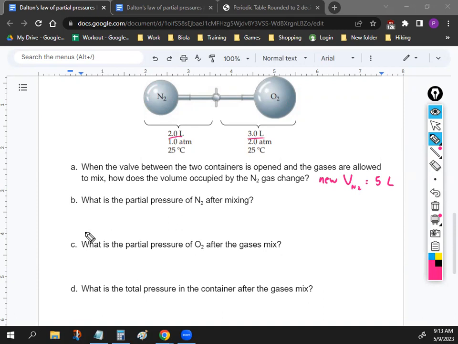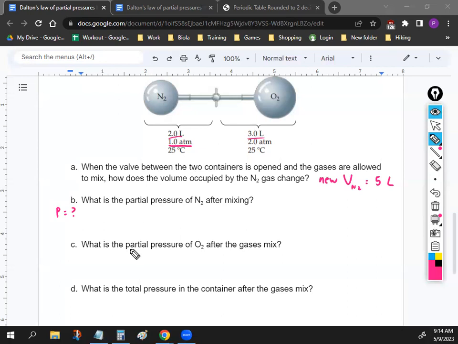Are we looking for P, V, N, T? What are we looking for? P. We're looking for P. Okay. All right, so we're looking for P, and we're comparing it to the old pressure of nitrogen. The old pressure of nitrogen was 1 atm, right?